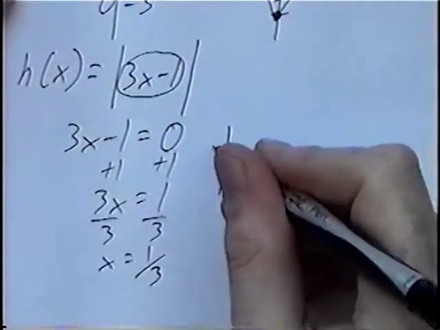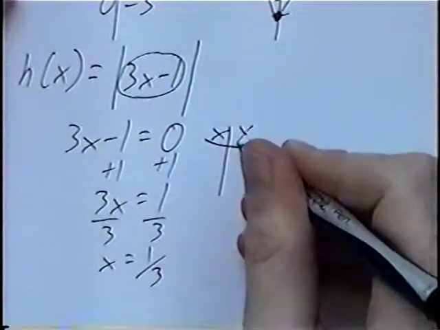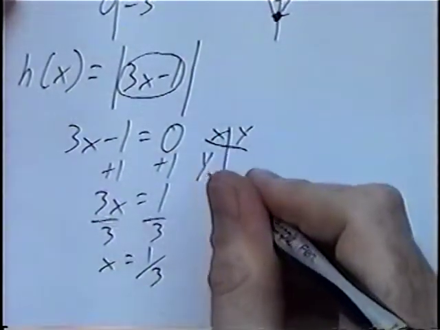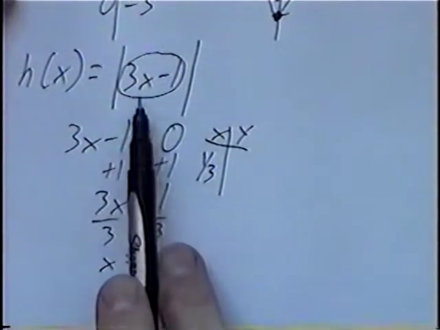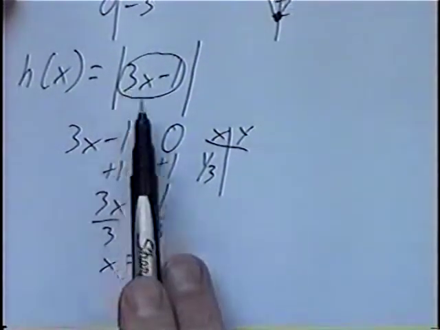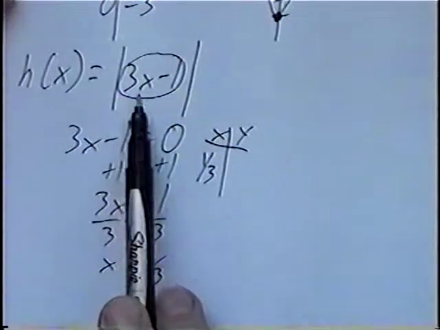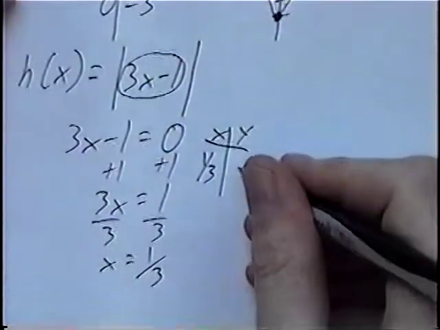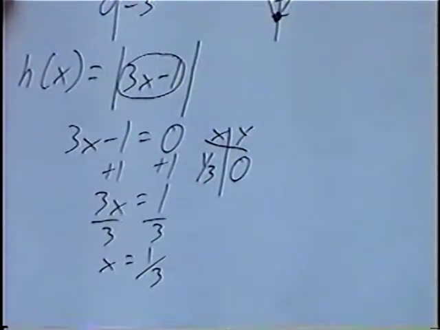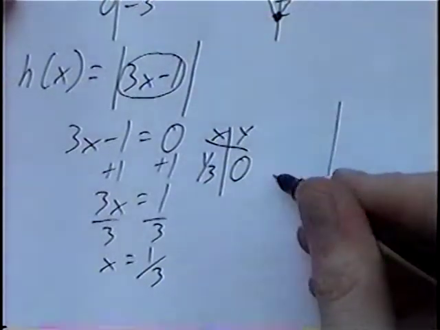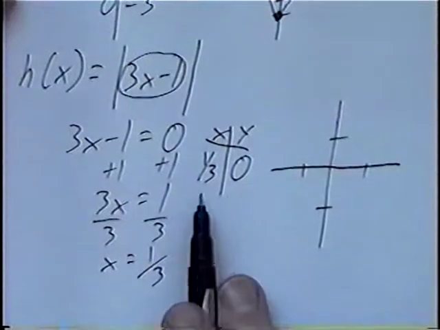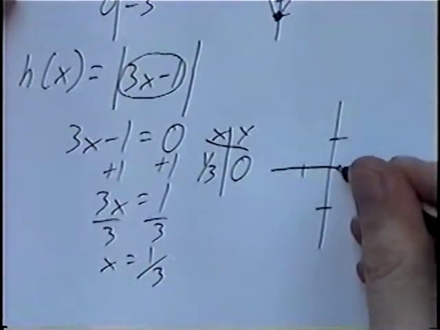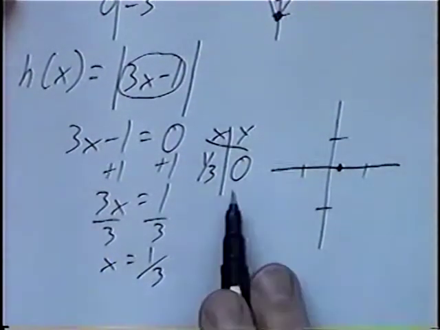And again, to graph this, we'll do a single point on an xy t-chart. 1/3 will be the only x value that we have to use. Plugging 1/3 in, 3 times 1/3 is 1, and 1 minus 1 is 0. Graphing this single point, 1/3 for x, and a y value of 0.